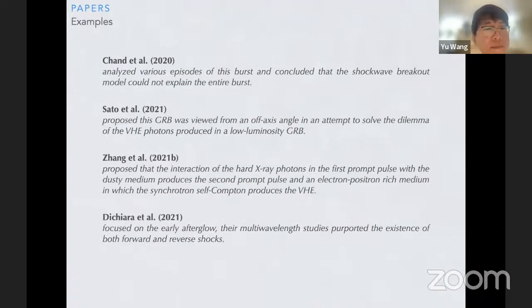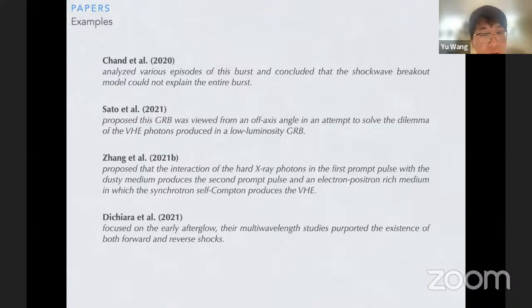And this is Chang et al. They analyzed the various episodes of this burst and they concluded that the shockwave model could not explain the entire burst. And Sato et al. proposed that this burst was viewed from an off-axis angle. Then Zhang et al. proposed that the interaction of the hard X-ray photons in the first prompt pulse with the dusty media produced the second prompt pulse. And also the very high energies produced by the synchrotron self-Compton.